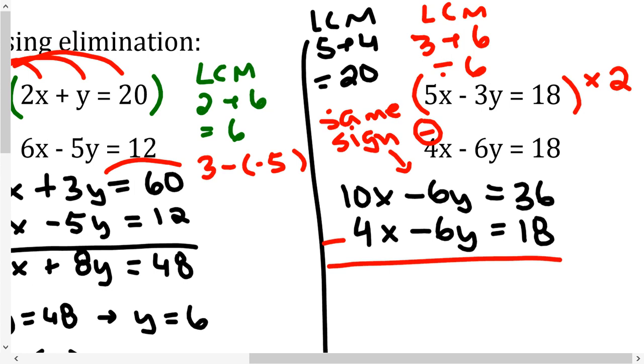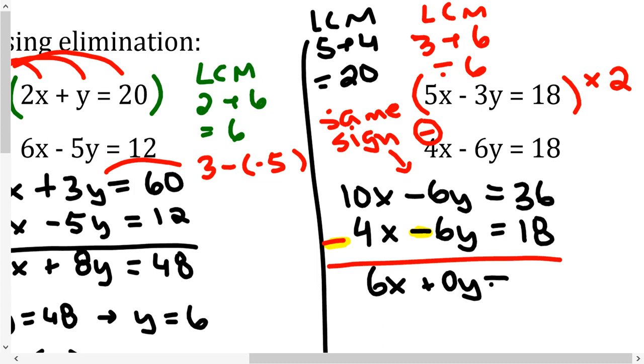But I want to make sure I'm subtracting everything. So I'm going to do 10x minus 4x. I'm left with 6x. I get -6y. I subtract -6y. Those double negatives, this negative here counteracts this negative here. It becomes a +6y.